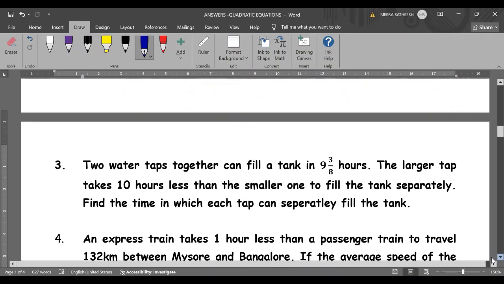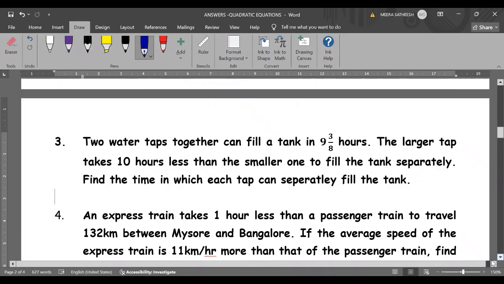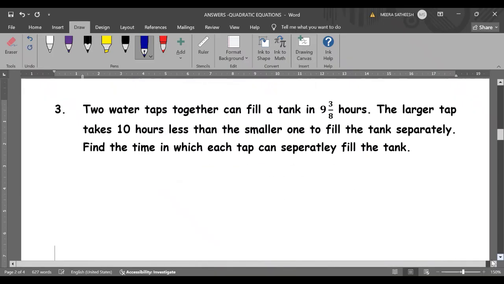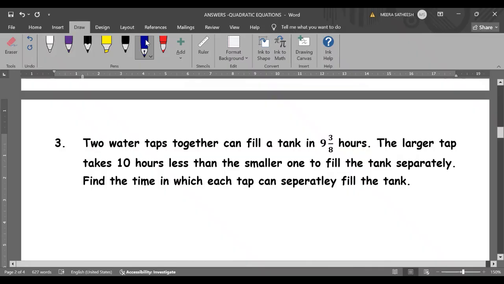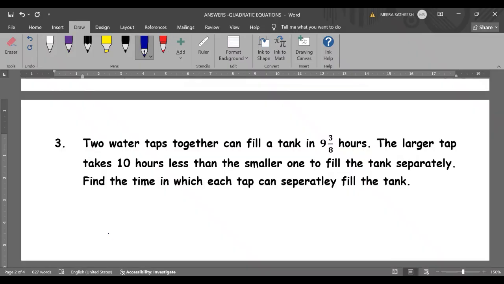Question number 3, very, very important question. Little difficult to understand. Okay, so let us see. Two water taps together can fill a tank in 9 3/8 hours. The larger tap takes 10 hours less than the smaller one to fill the tank separately. Find the time in which each tap can separately fill the tank.